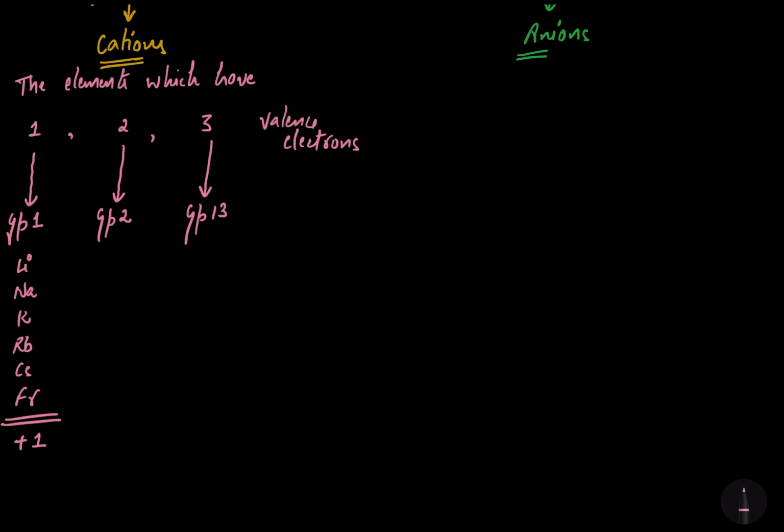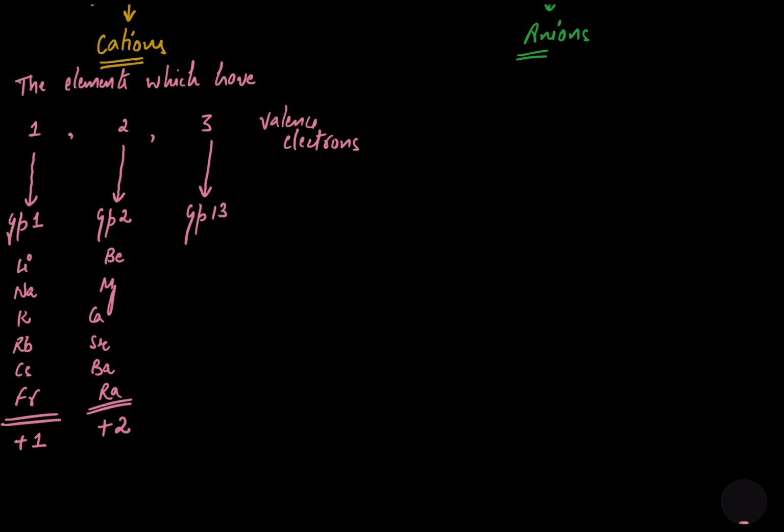Now let's talk about group number 2. Who are the members of group number 2? It's beryllium, magnesium, calcium, strontium, barium, and radium. These elements readily lose 2 electrons to acquire an oxidation state of plus 2.